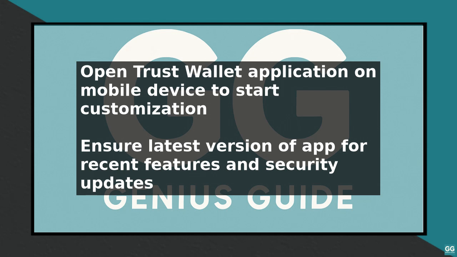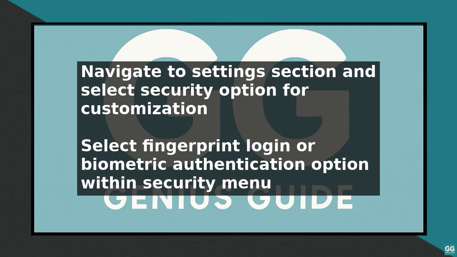Within the Security menu, look for the Fingerprint Login or Biometric Authentication option and select it. You will be prompted to enter your wallet password to verify your identity and authorize the changes. Once verified, you can proceed to set up or customize the fingerprint login feature.